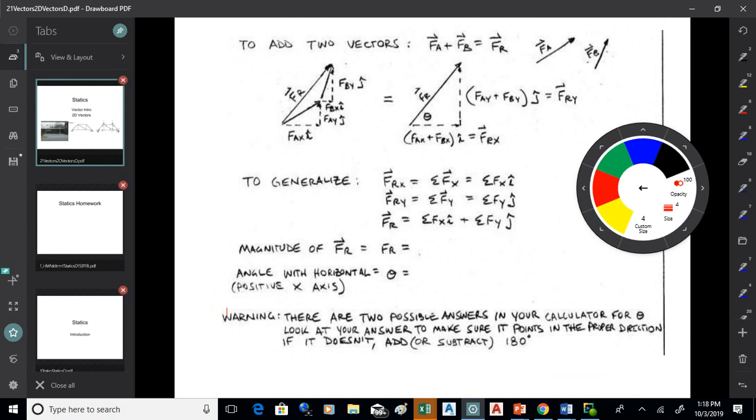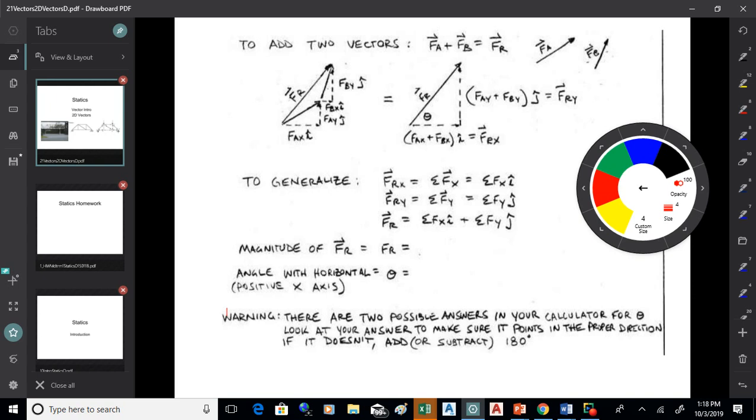I've got to break them up into x and y components. See, I can add the x's arithmetically, and that makes sense. I can add the y's together arithmetically, and that makes sense. Then I can come up with a total x and a total y. That's how I add vectors together.